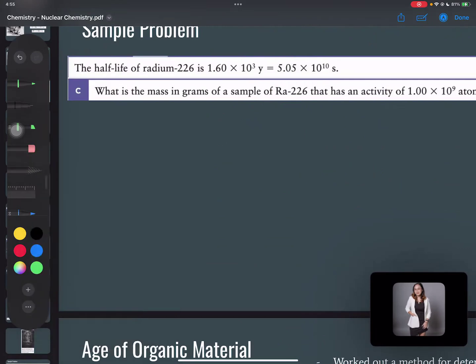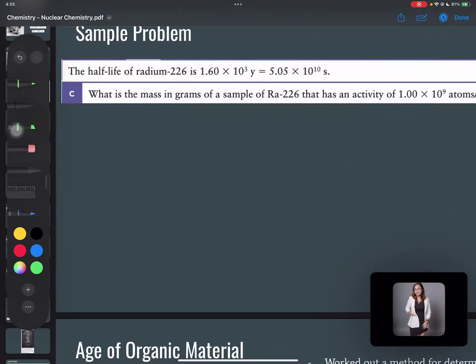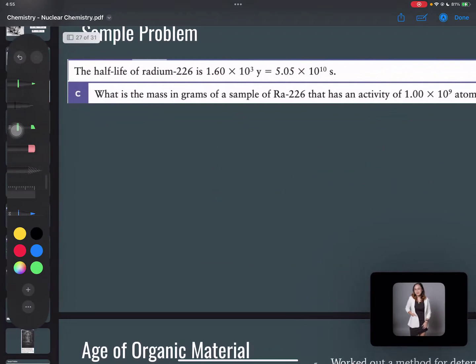What is the mass in grams of a sample given the activity of 1 times 10 to the power of 9 atoms per minute? So again, you are asked for mass in grams. This time, you could use the same equation for activity. We will be looking for N. We will convert N to grams.